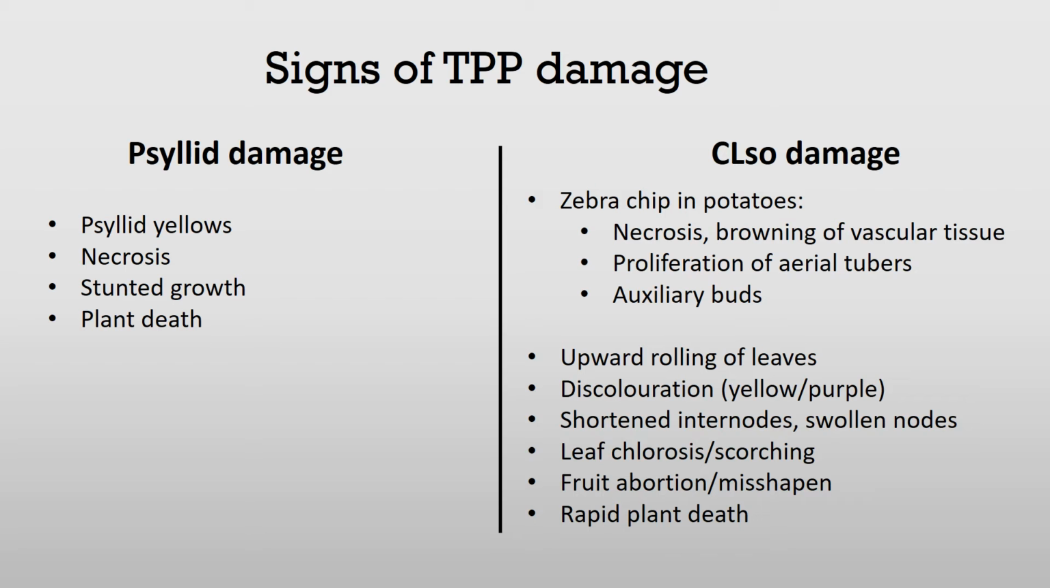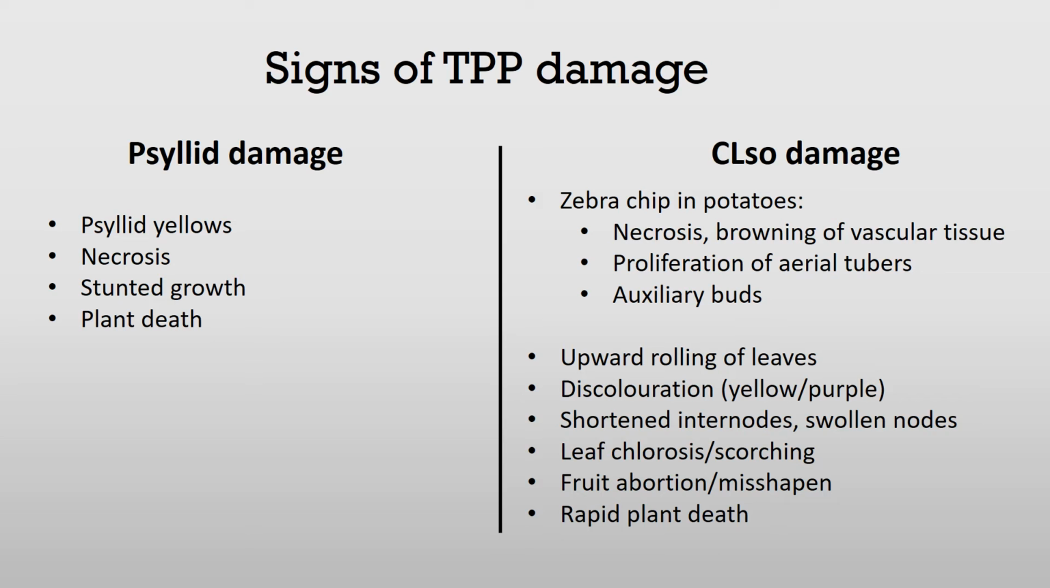Some signs to look for that may indicate an infestation of TPP and CLSO damage. For psyllids, the damage includes psyllid yellows, where you get chlorosis of the foliage. It's believed that this is caused by a toxin excreted by the psyllid during feeding. Other symptoms include stunted growth, necrosis, and in large infestations, plant death. Symptoms can be seen 4 to 6 days after injection of the psyllid toxin, and in a heavy infestation, usually 2 to 3 weeks.